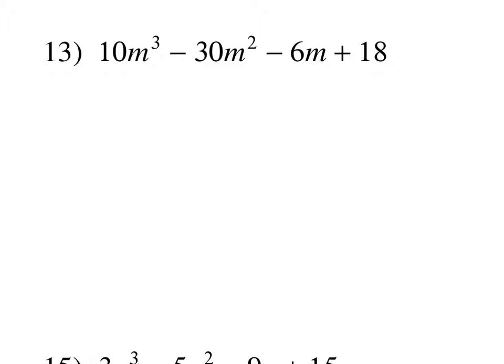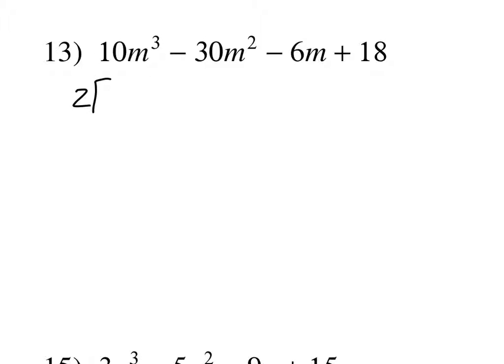It has to be able to come out of all 4 terms. Don't say, ooh, 6 comes out of these guys. Well, it doesn't come out of the 10. Ooh, m comes out of all of them. No, it doesn't come out of the 18. Okay, it's got to be able to be factored out of all 4 terms to be a GCF. So 2 is our GCF.